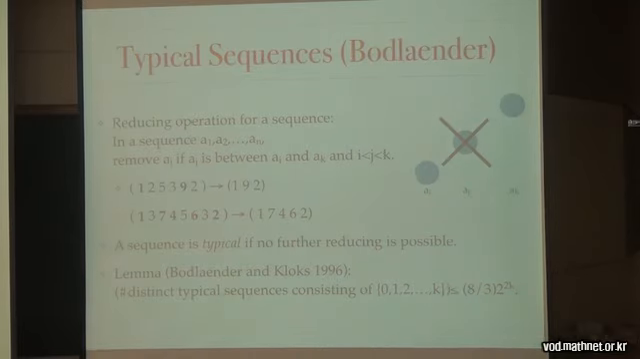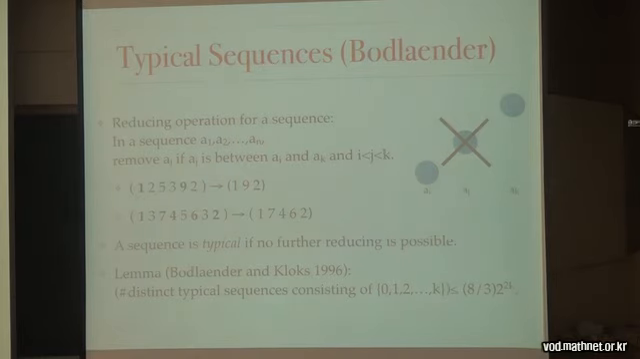So I can get the key essence of the sequence. If you have a dimension sequence, I can just remove unnecessary information to get the essence of the sequence, which will not change the solution. So this is called the reducing operation for a sequence. Whenever something is between these two numbers, you can remove it from the middle. And a sequence is typical if no further reducing is possible. You cannot reduce anymore.